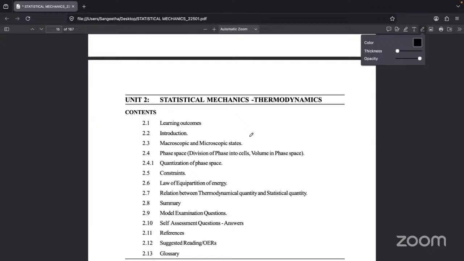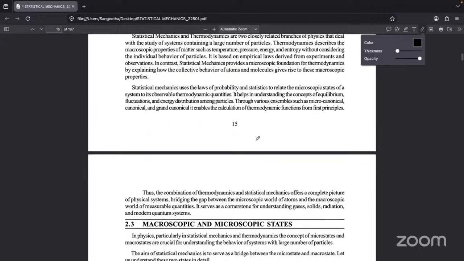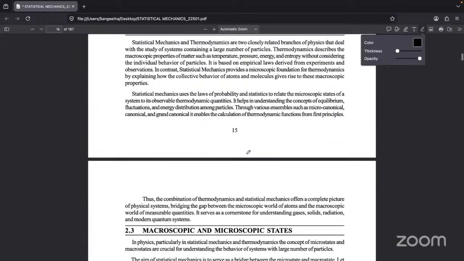In statistical mechanics and thermodynamics, what are the things we will study here? First we will see microscopic and macroscopic. After that, we will go to the phase space. The whole system is called the phase space, and the single cell is called the phase space unit. Again, we will see different examples. Next, we will see constraints, which means restrictions, and the different types of constraints. Next, we will see the law of equipartition of energy and the relation between thermodynamic and statistical quantities. First, we will come to the introduction.